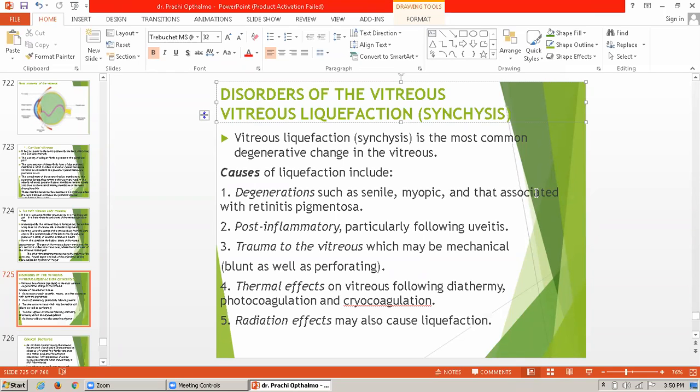Second is post-inflammatory, particularly following uveitis. Third, trauma to the vitreous, which may be mechanical, that is blunt as well as perforating. There may also be a thermal effect on the vitreous following diathermy, photocoagulation, and cryocoagulation. A radiation effect may also cause liquefaction.